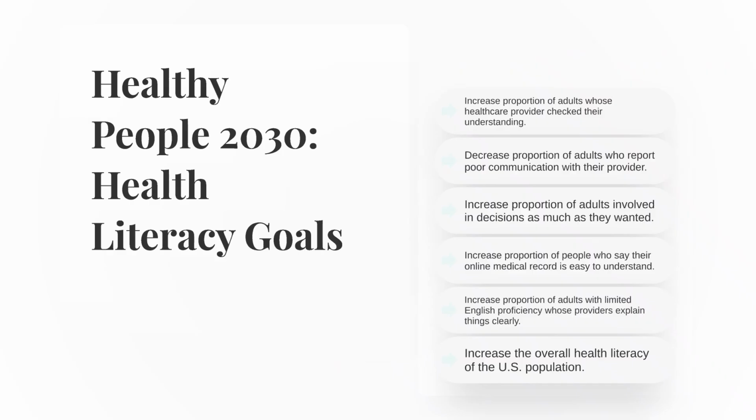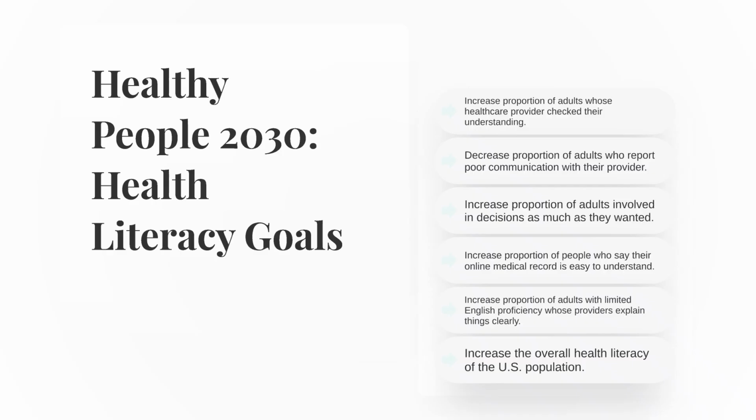Healthy People 2030 is pretty much just a set of goals. It doesn't have any guidelines or anything like that. It's just goals that we want to meet. As far as health literacy goes, we want to increase people where we're looking to make sure they understand what they're doing. We want to decrease people who have poor communication with their provider and don't feel like they're being listened to. We want to increase decision making between the providers and the patients.